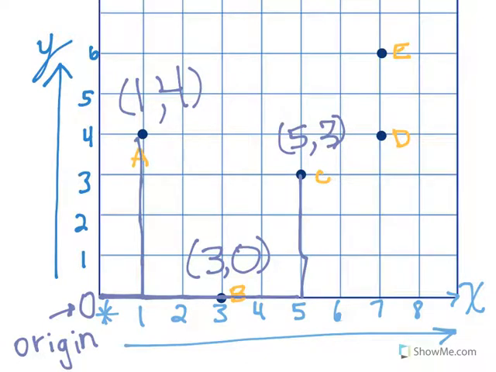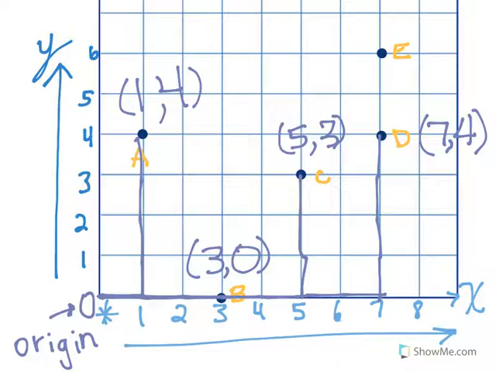Let's go do point D now. And again, we move horizontally on our x-axis first. So to get over to D, we go 1, 2, 3, 4, 5, 6, 7. That makes our x-coordinate 7. And then we move up vertically on our y-axis. 1, 2, 3, 4 to get to point D. All right, so there's our ordered pair for point D.